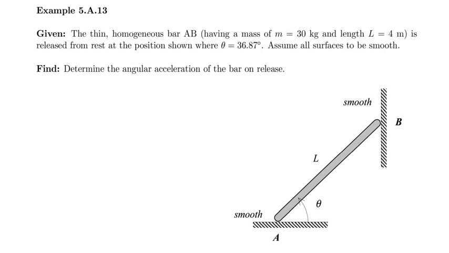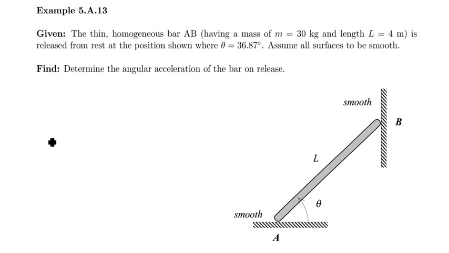Okay, so in this problem we have a thin, homogeneous bar, which has mass m and length L, and we're told that the bar is released from rest to the position where theta is a given value. And we're also asked to assume that all surfaces are smooth. Based on this, we want to find the angular acceleration of the bar upon release.